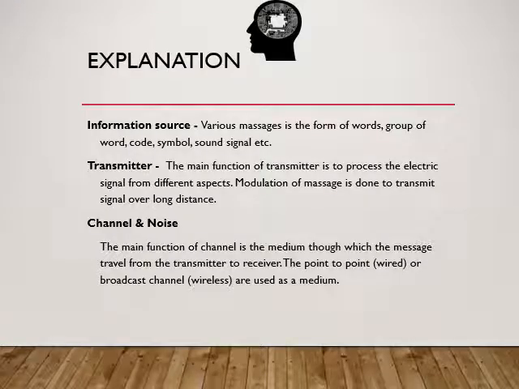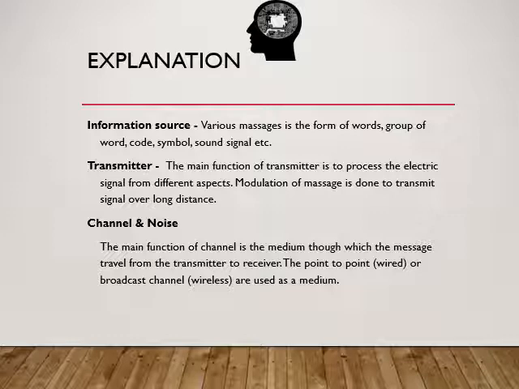Information source, the first part in our block diagram. Various messages in the form of words, group of words, code, symbol, sound signal, etc. Transmitter. The transmitter's main function is to produce the electric signal. Modulation of messages is done on the transmitter side. There are a lot of modulations: amplitude modulation, frequency modulation, phase modulation. These modulations are done in the transmitter only.